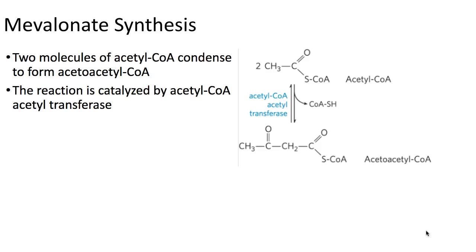We use acetyl coenzyme A, and what we do is take two acetyl coenzyme A molecules and react them with each other using the enzyme acetyl coenzyme A acetyltransferase. It transfers that acetyl group onto the other acetyl group of the acetyl coenzyme A, and that produces acetoacetyl coenzyme A. As you can see, this is one of the acetyl groups, and the other acetyl group is right here that was combined.